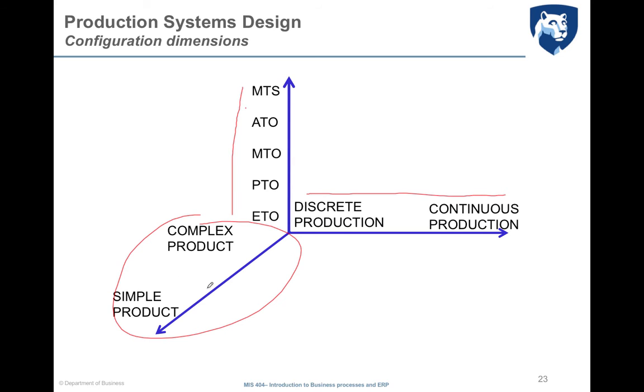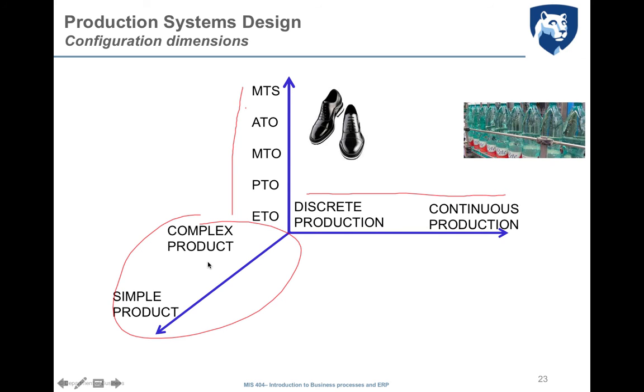Simple products, of course, are products made of few parts and very easy to manufacture, while complex products are products that have many components and also different complex activities to be performed in order to arrive at the final configuration. And using these three axes, we can classify every production system for every type of product. I will just give you two examples. Just consider shoes and water.